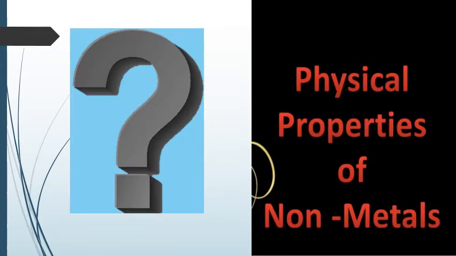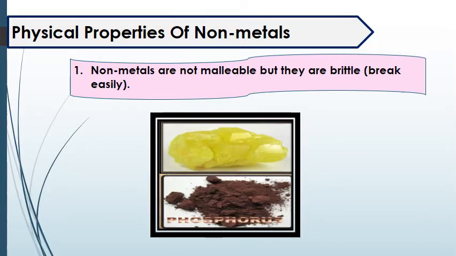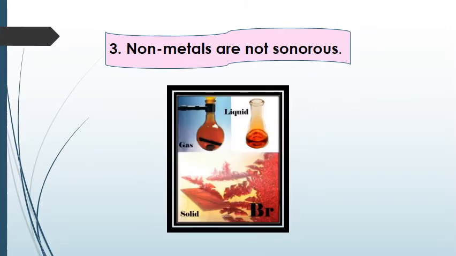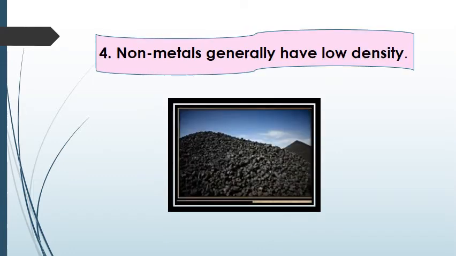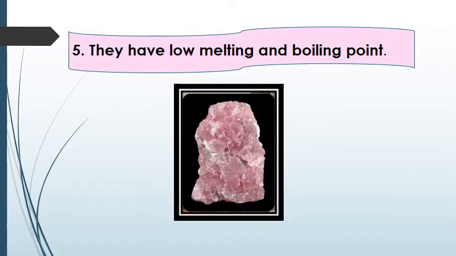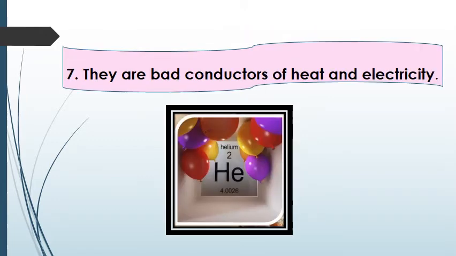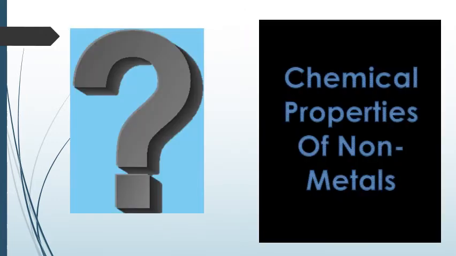Next, physical properties of non-metals. Non-metals are not malleable. Malleable means they can be hammered into thin sheets, or foil, like aluminium, but non-metals are brittle. Non-metals are not ductile. Non-metals are not sonorous. Non-metals have low density. Non-metals have low melting and boiling points. Non-metals are generally soft. Non-metals are bad conductors of heat and electricity.